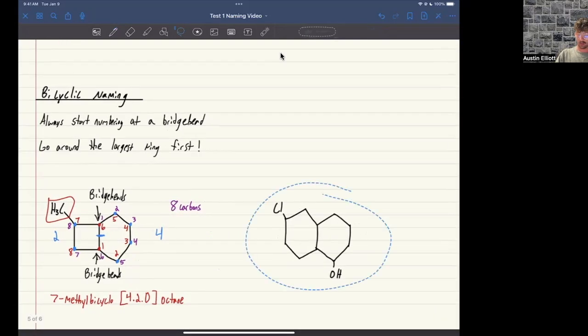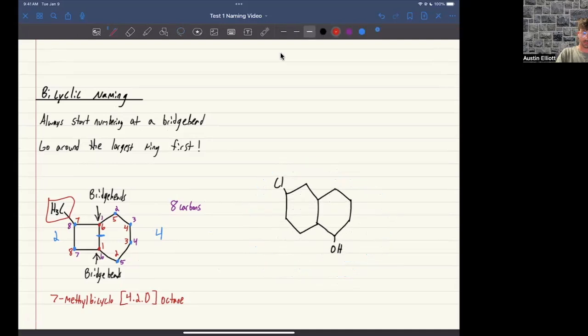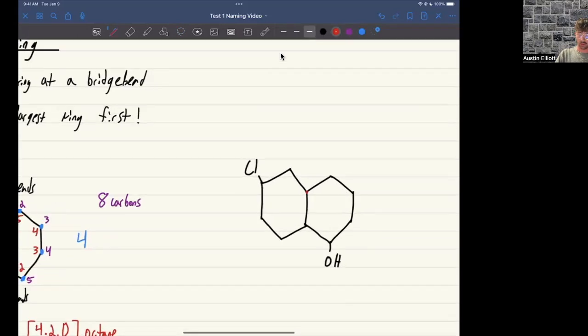So here we have two rings of the same size. Once again, we have our bridgeheads. We're going to go right here, right here. Then we're going to number. So we're going to start 1, 2, 3, 4, 5, 6, 7, 8, 9, and 10. And the reason I went around that ring first is because we have the alcohol there. And I'm going to do the same thing this way. We have 1, 2, 3, 4, 5, 6, 7, 8, 9, 10.